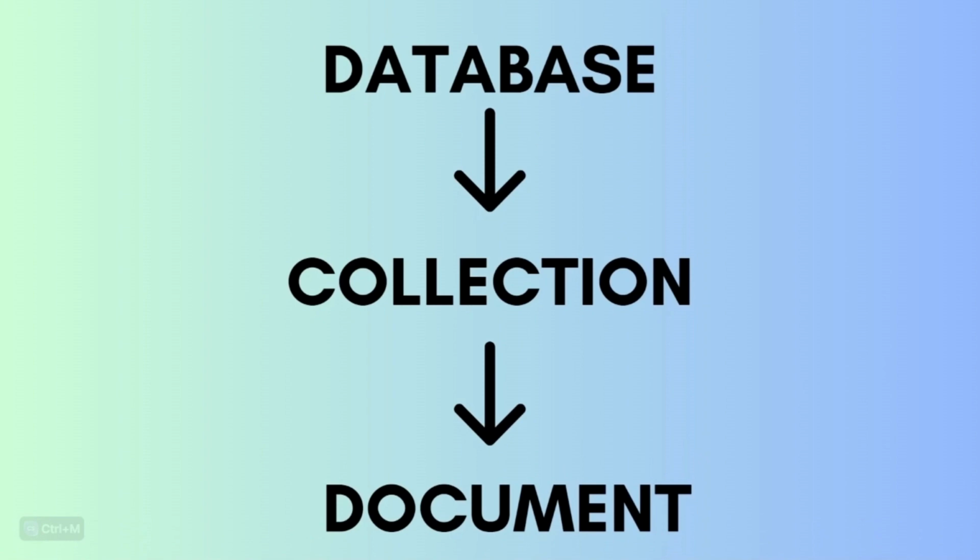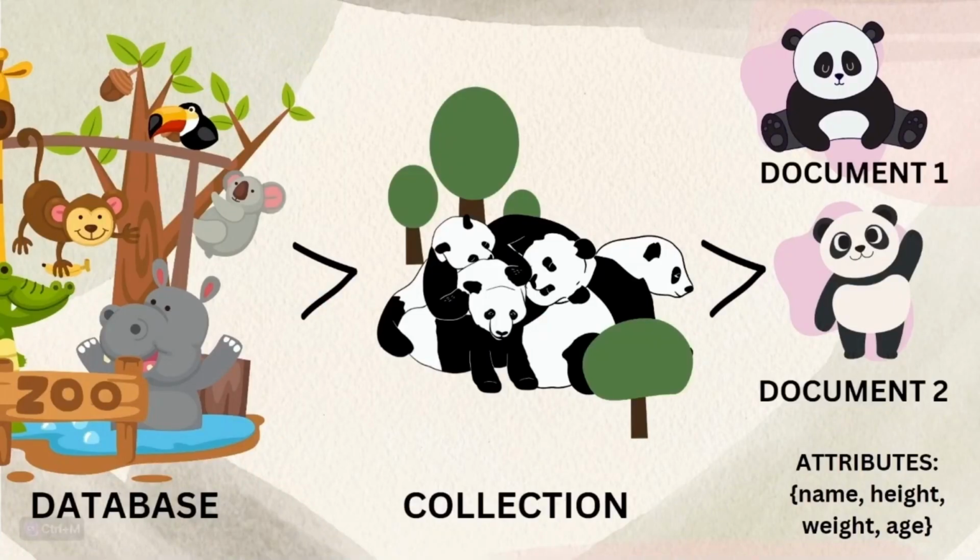So in AppWrite, we can organize data in a three-level hierarchy. On the top, we have a database, which is a group of collections, and a collection is a group of documents. So for example, we have a database of a zoo, and each collection there represents different species. For example, we have a collection of pandas, and then each document in that collection is about different members and their attributes like height, weight, etc. So yeah, hope you get the idea.